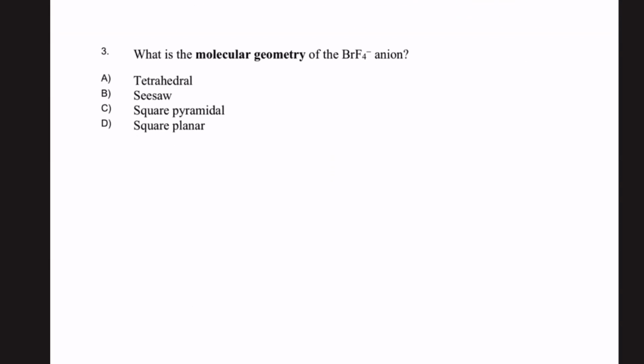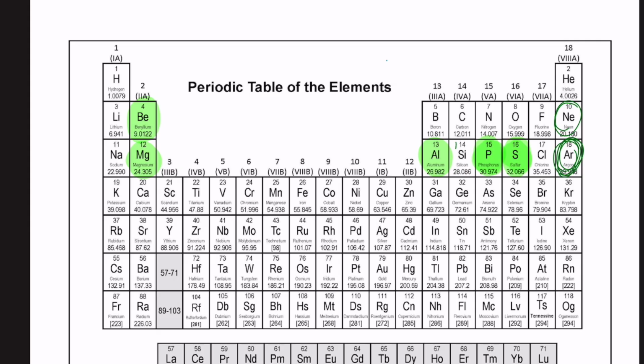Okay, moving on to question 3. What is the molecular geometry of the BrF4- anion? So we're going to draw the Lewis structure for this. How to start is you want to add up all of the electrons in this species. So you can use the periodic table to find out how many there are. So I know that bromine, I'm just going to erase this.